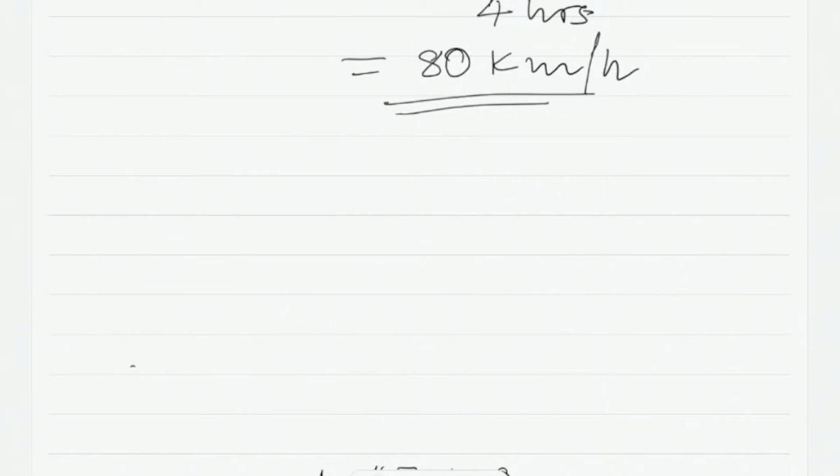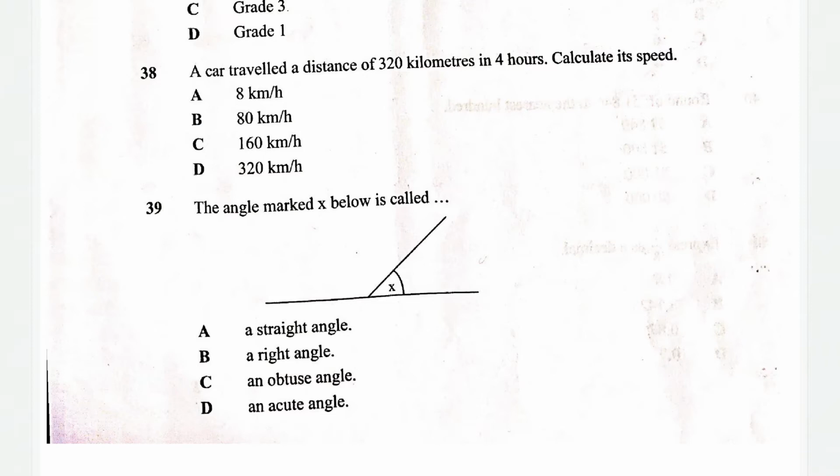We come to question number 39. The angle marked X below is called. You remember, for us to understand very well, we first learn by using what is known as a compass.